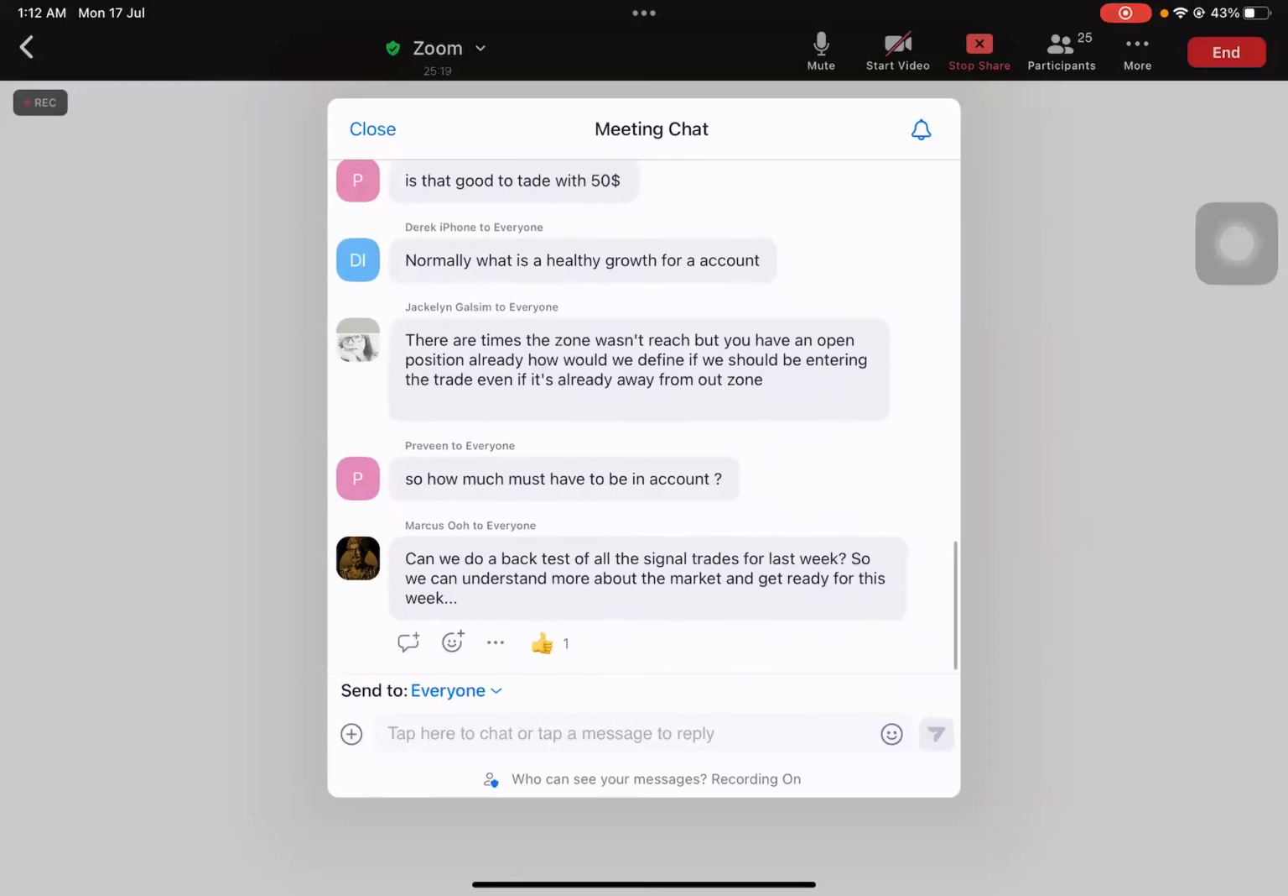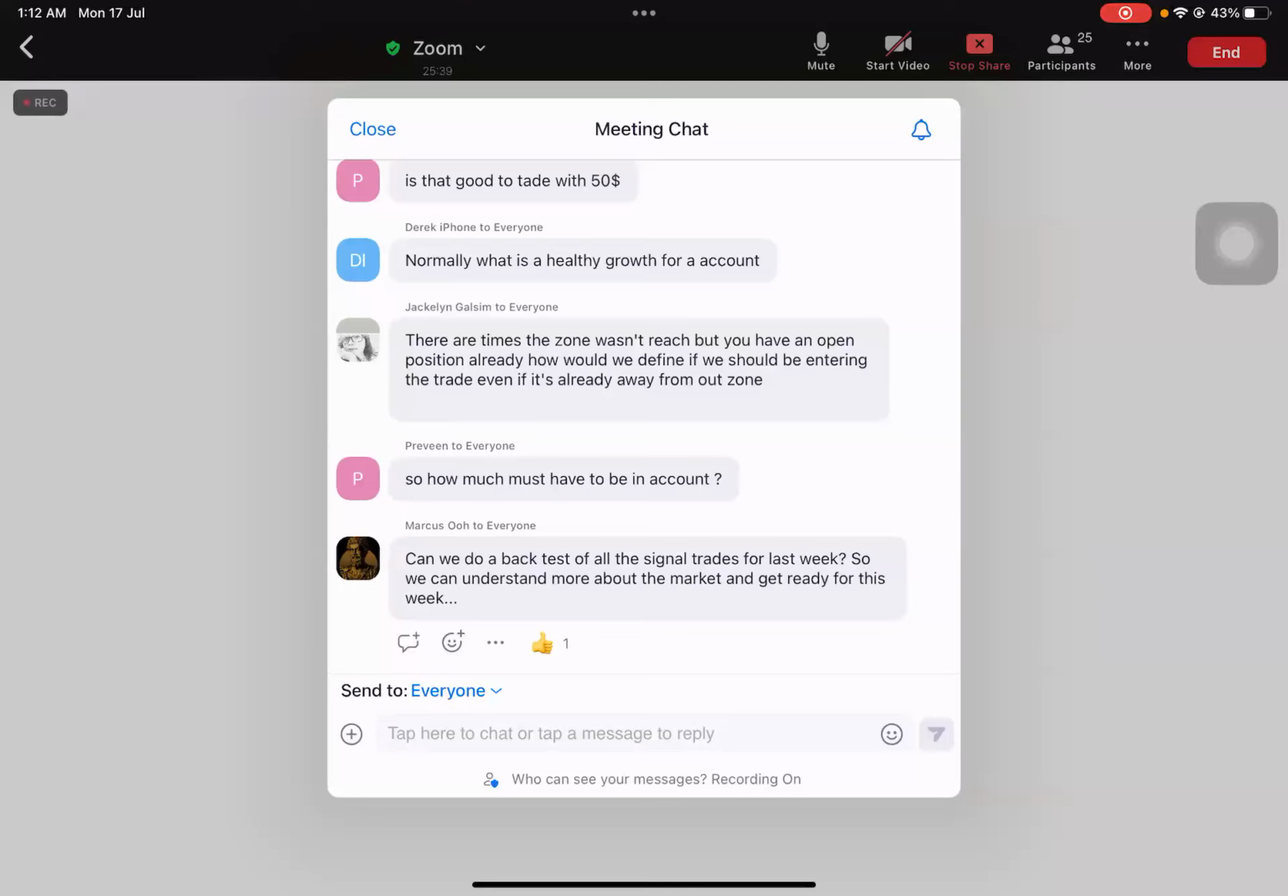So how much must you have in the account? For me, minimum $100. If you really want to trade with layering, risking more, you have to have minimum $100. For those with $50, it will be hard to control your risk.